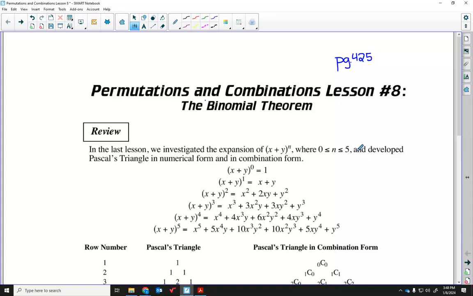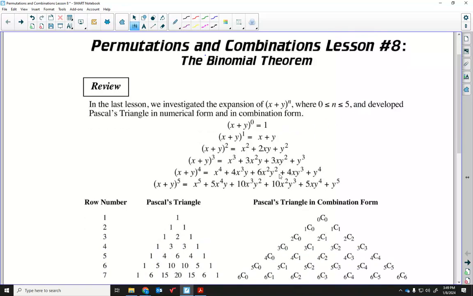Look at the final lecture for the unit on permutations and combinations, which is going to be an extension of the lesson from the previous time on Pascal's triangle, where we're going to more specifically identify what the binomial theorem is, and then use something referred to as the general term of the binomial theorem to help identify specific terms within binomial expansion.